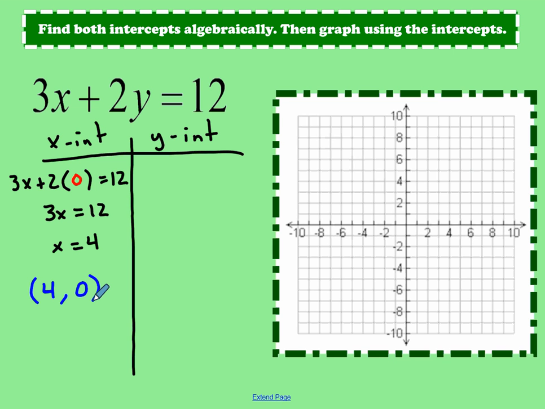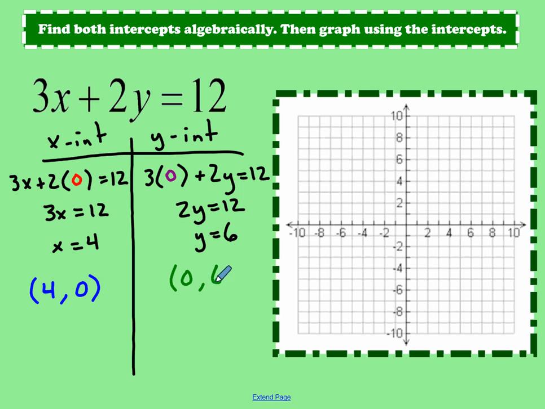Next up, I'm going to go ahead and find the y-intercept. So to do that, I do the same exact thing, except this time I let x be 0. So I say 3 times 0 plus 2y equals 12. Now this time, like I said, I have to let my x value be 0. So I'm left with 2y equals 12. Divide both sides by 2. I get y equals 6. So that means that my y-intercept is 0, comma 6.